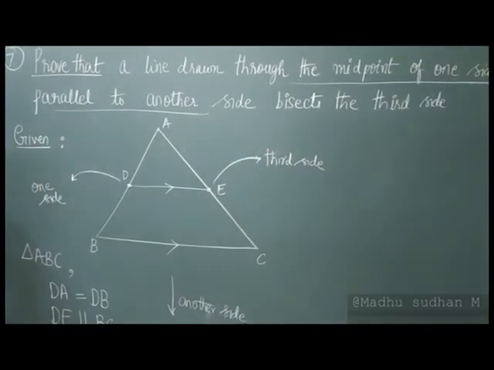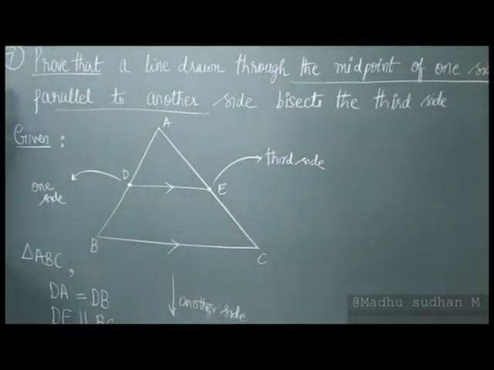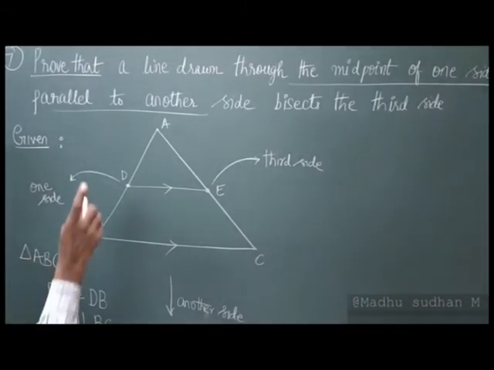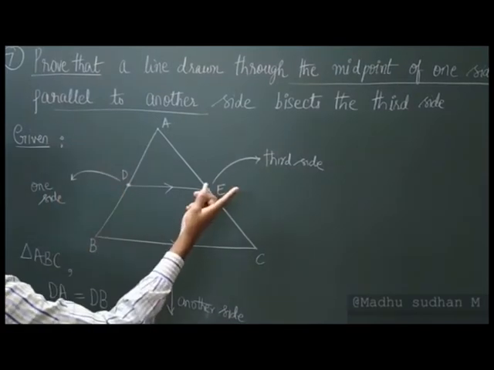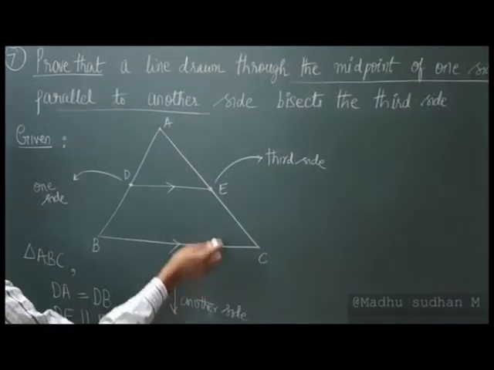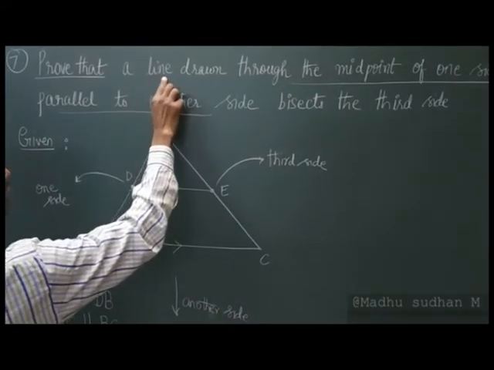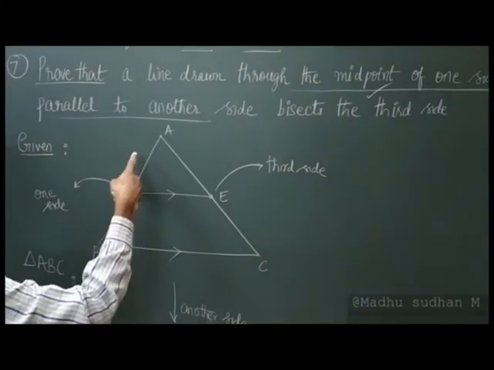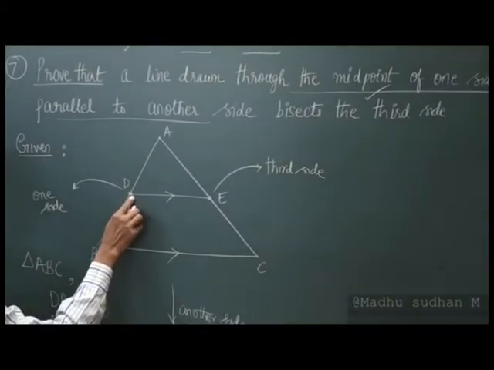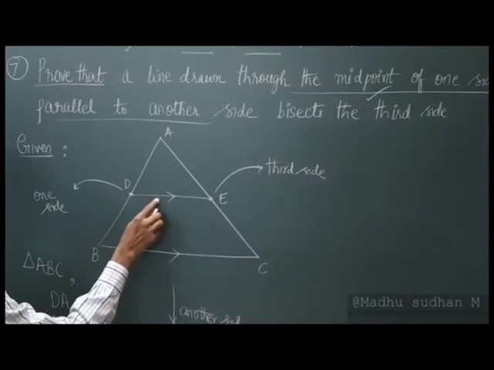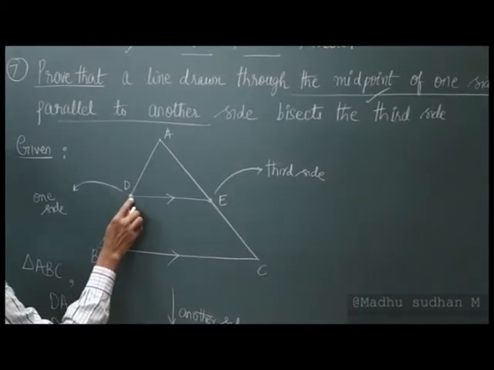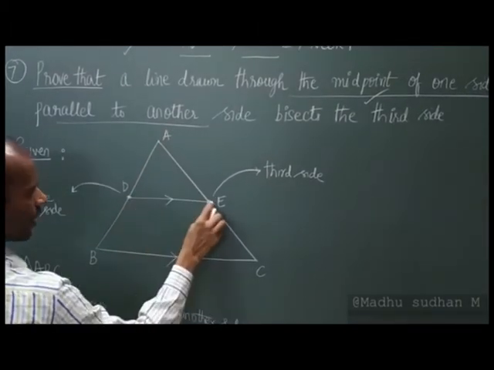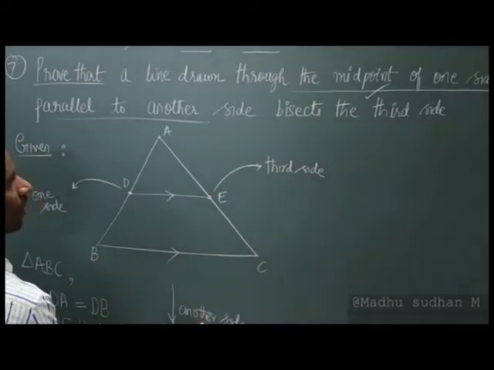So please understand, even before we go for the proof of this question, once again let us try to understand what is the given part. When we understand what is given and what is to be proved, then the solution for this question starts. Prove that a line drawn through the midpoint of one side of a triangle. So I have taken this as one side of a triangle. This line is intersecting AB at distinct point D here. Midpoint parallel to another. So I have drawn this line parallel to another side.